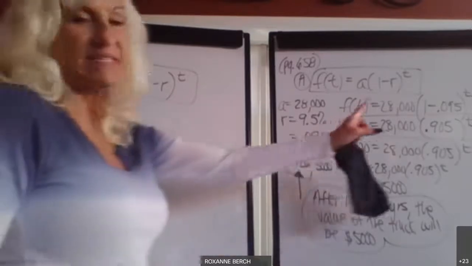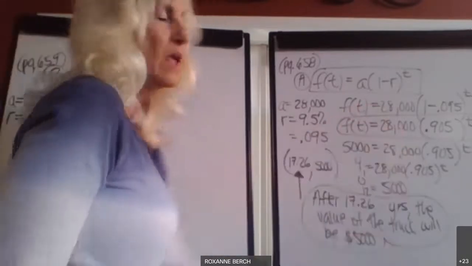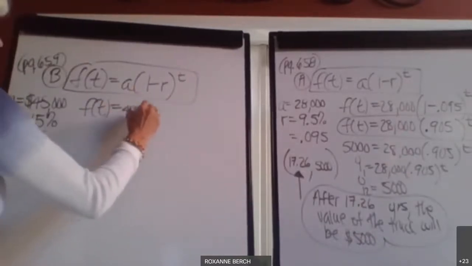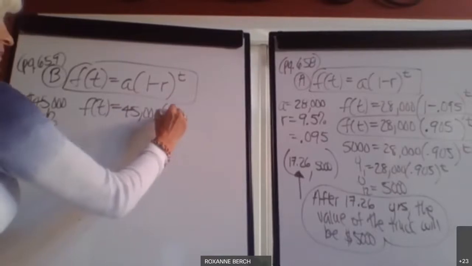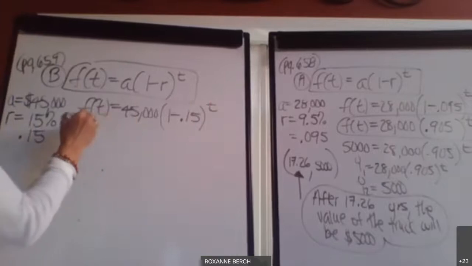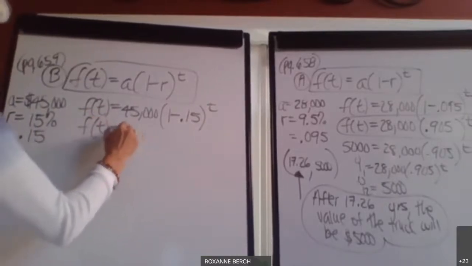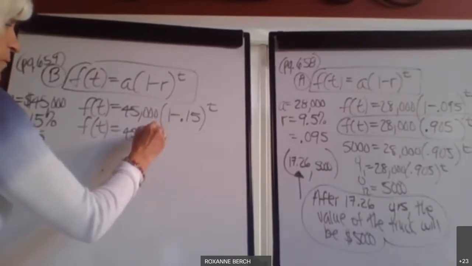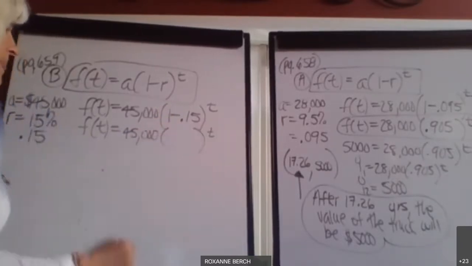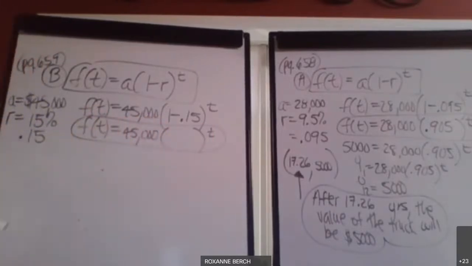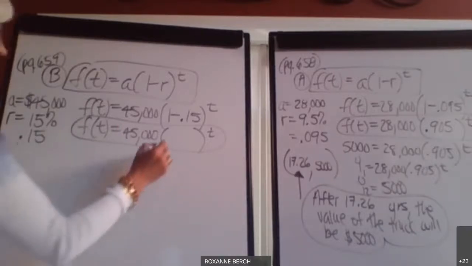So we need to keep this going. And now we have f of t is equal to 45,000 times 1 minus 0.15 to the t. So let's simplify this. It's going to be f of t is equal to 45,000 times, what's 1 minus 0.15? 0.85.